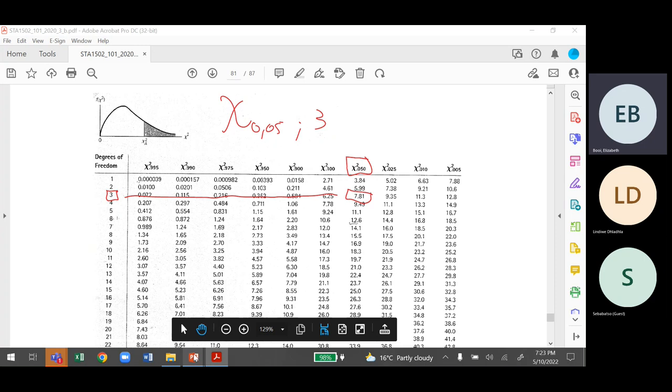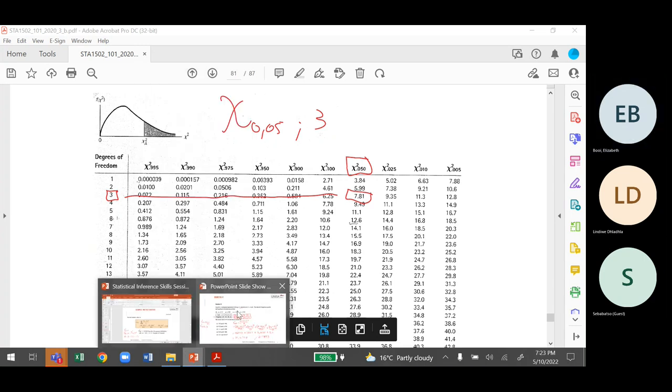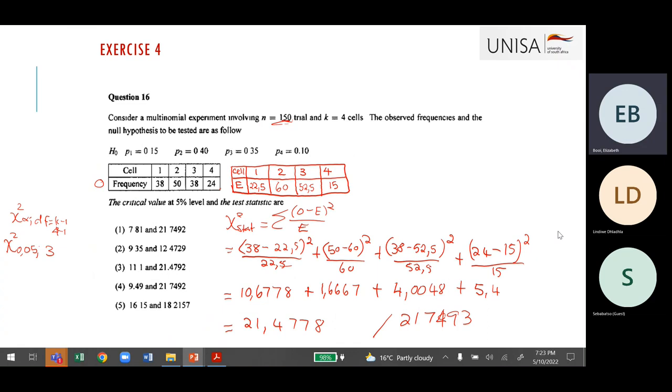So let's go back to our presentation. There is no 7.8, so 7.8, no 7.8. And this is very fairly close. And I think because we round off too quickly as well. If we kept all the decimals, probably that would be the same amount. So the answer is 21.7492. That would be the correct answer.